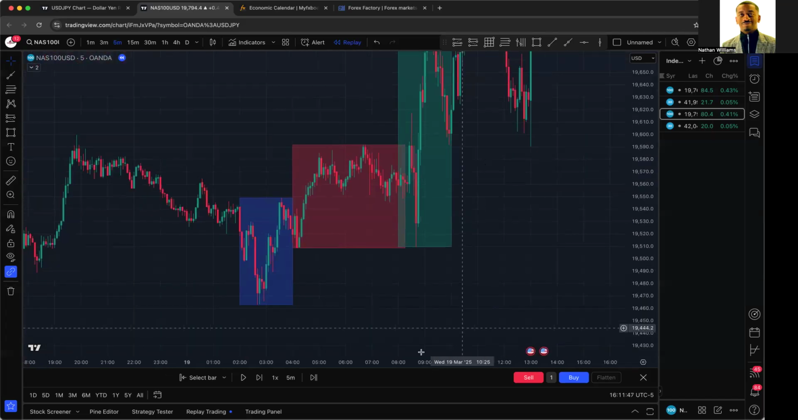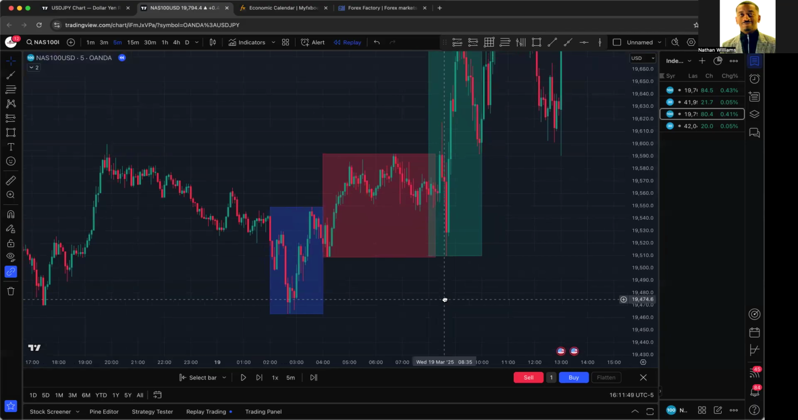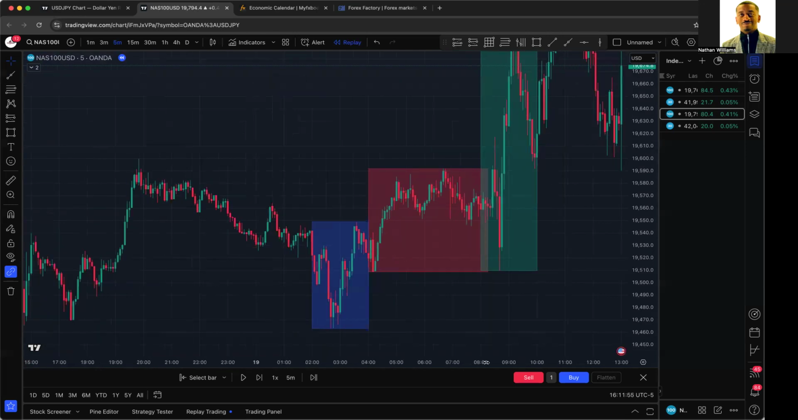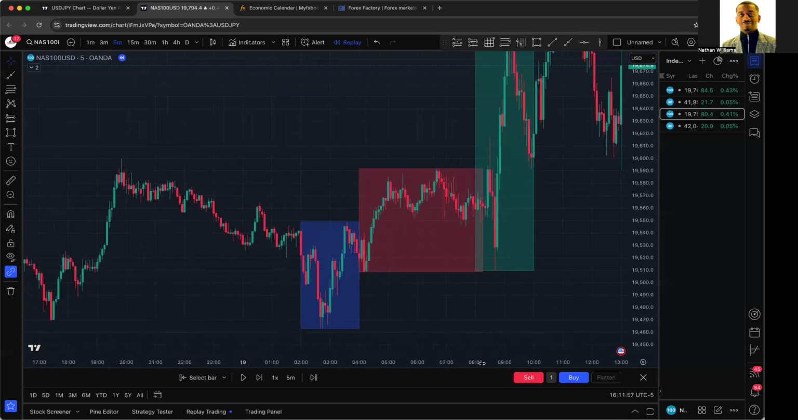So here we have the NASDAQ 100. Let's scoot this over some more, stretch this out a little bit. All right. So the open of the day is right here.